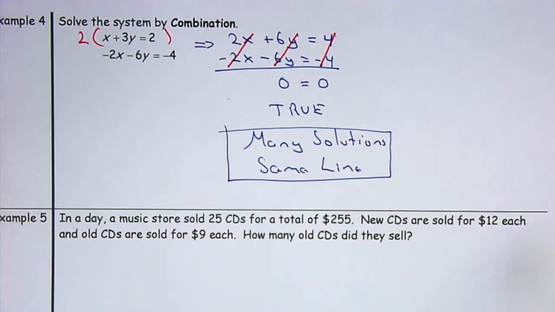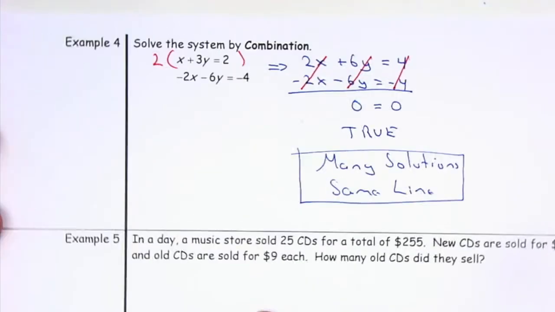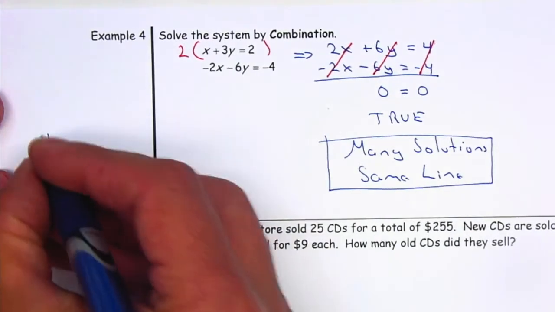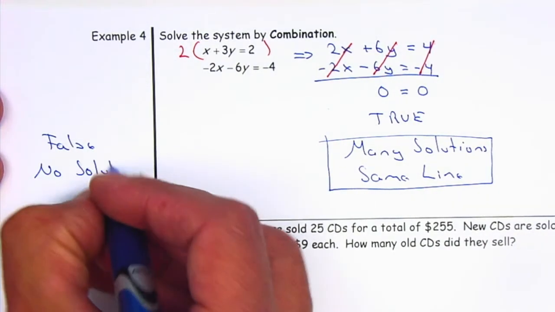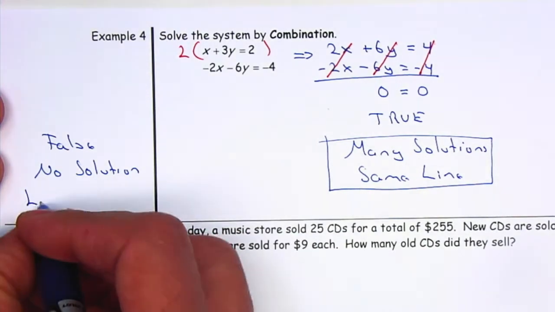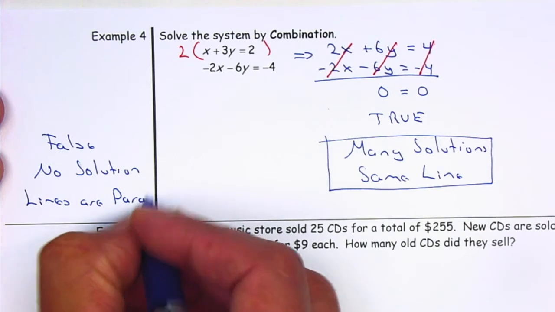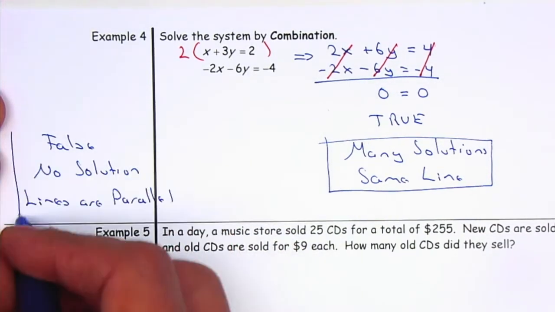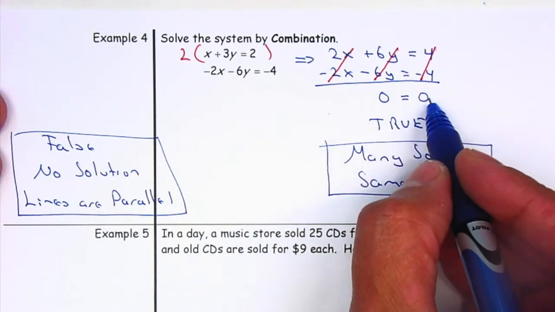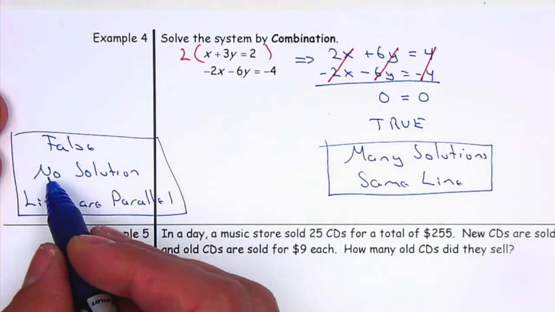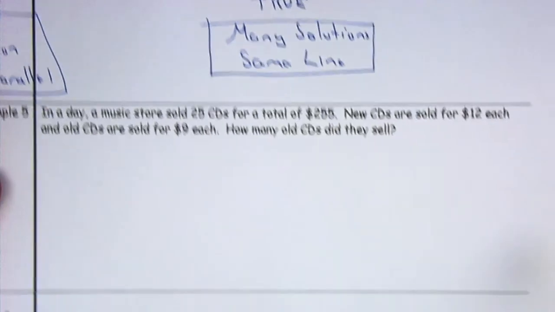Let's continue. Remember, if you get false, let's write that down on the left hand side. If it's false, you have no solution, and the lines are parallel. So in case you get 0 is equal to 5, that'll be false, and that'll be no solution, lines are parallel. Let's continue with example number 5.